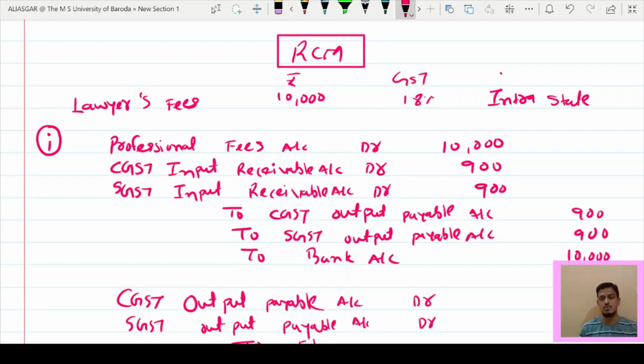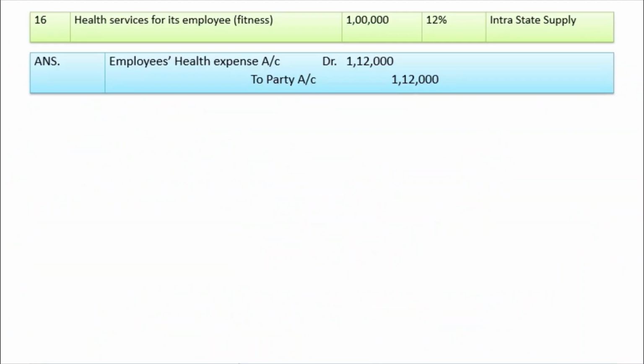electronic cash ledger account. 900, 900, and here 1800 will come. If it is IGST, then you have to make changes accordingly, but this is the way you have to discharge the liability. Credit is available only when you discharge the same. This ITC is available, students. Remember, ITC is available, but only when you discharge the liability through the electronic cash ledger. So until you pass this second entry, you will not get the credit for it.